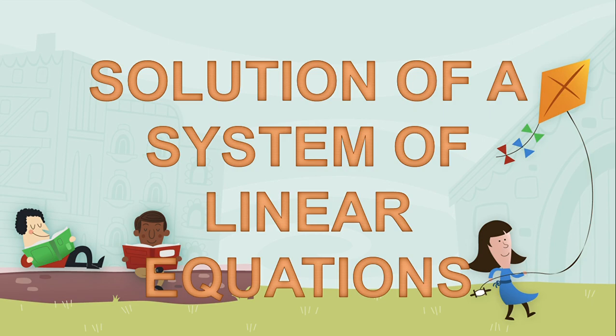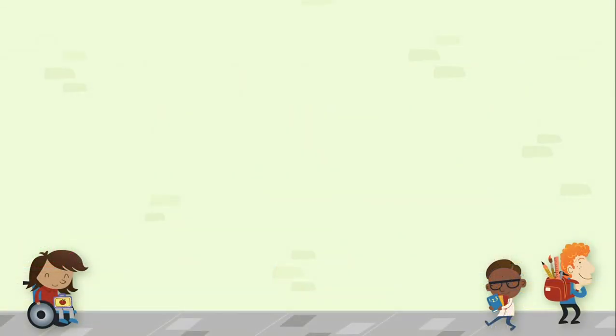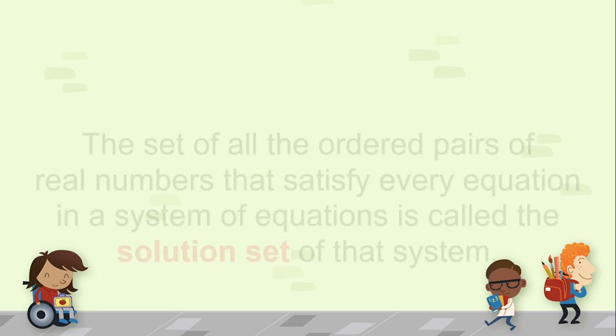The three possibilities that can occur for a system of two equations are illustrated here. If ordered pairs of numbers that satisfy an equation can be found, all the ordered pairs that satisfy every equation in the system can also be found. Remember, the set of all ordered pairs of real numbers that satisfy every equation in the system of equations is called the solution set of that system.